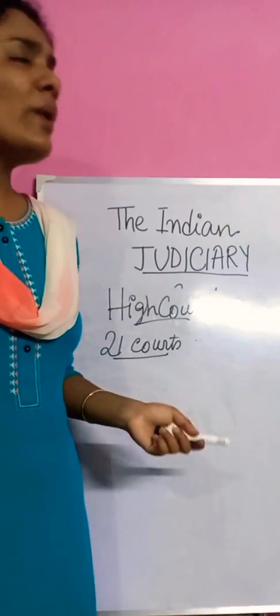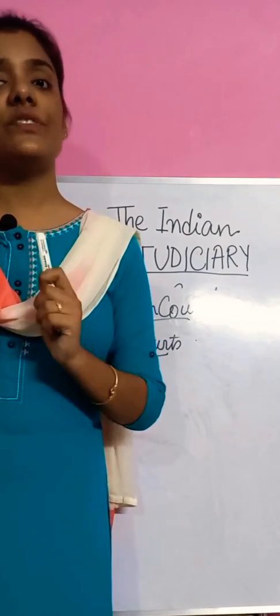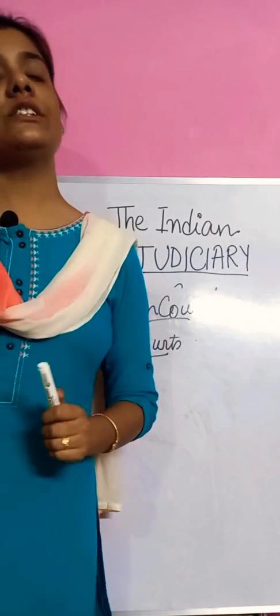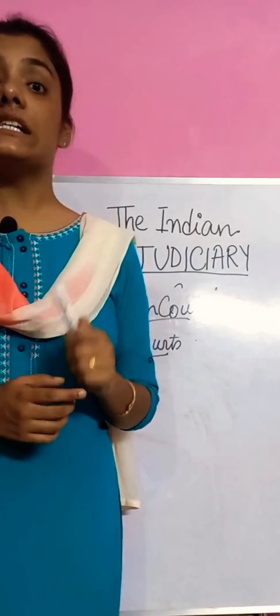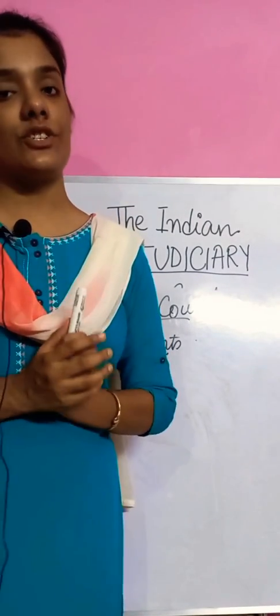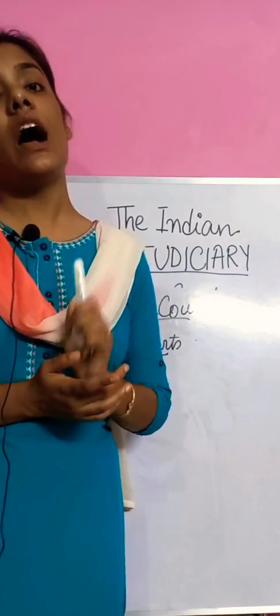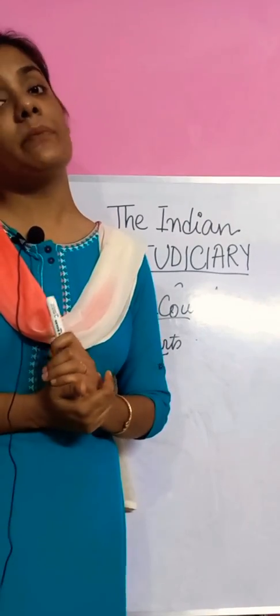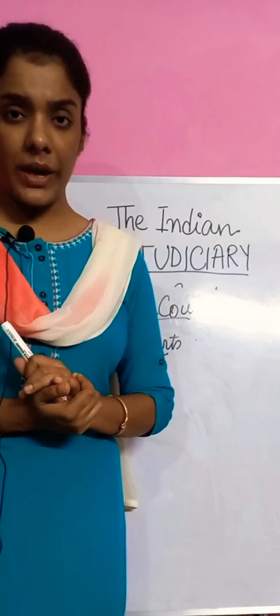Now, how are the judges of the High Court appointed? The High Court has a Chief Justice. The Chief Justice of the High Court is appointed by the President after consulting with the Chief Justice of the Supreme Court. And what about the other judges? The other judges of the High Court are also appointed by the President of India in consultation with the Chief Justice of the High Court.